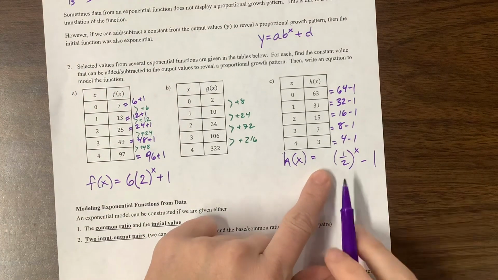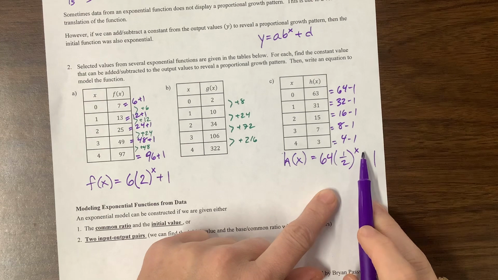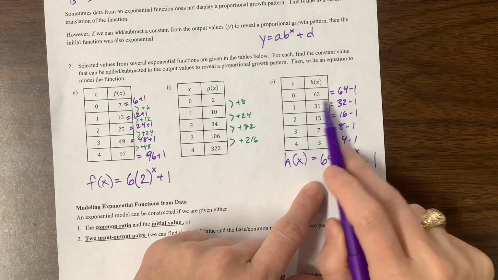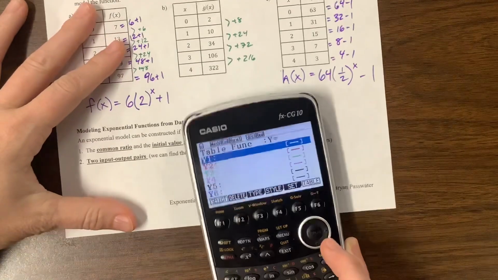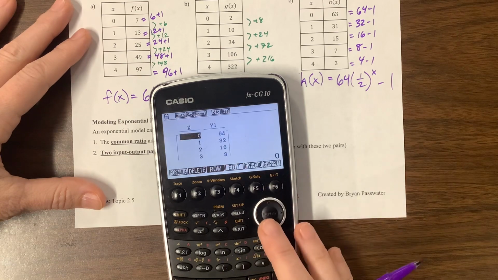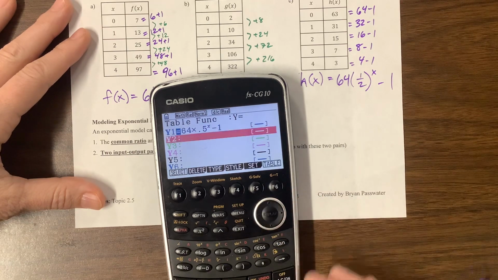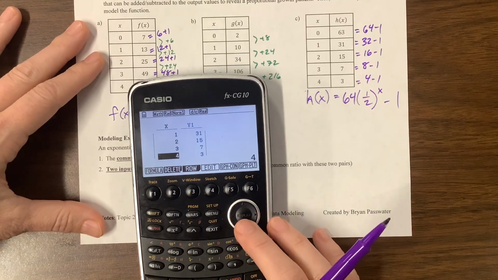And so what would I want to plug in here? My initial amount would have been this 64. So if I have 64 times one half to the x, when I plug in 0, that's 1 times 64, which is 64, minus 1 is 63. We can use our calculator's table function just to verify that we're correct. So this times 0.5 raised to the x. And when I go look at my table, guess what I forgot to do? I forgot to type in the whole equation, minus 1. And you may notice they match. Isn't that wonderful? That one was pretty nice.